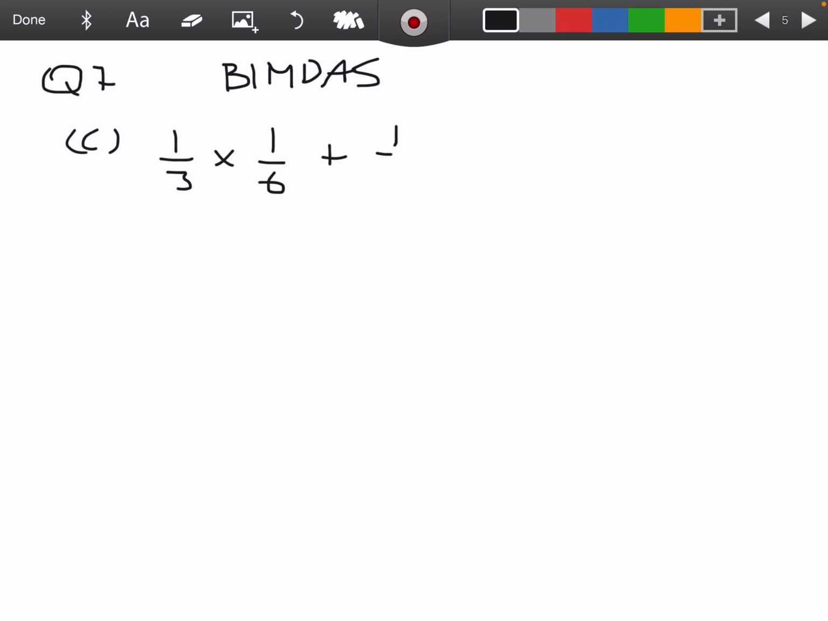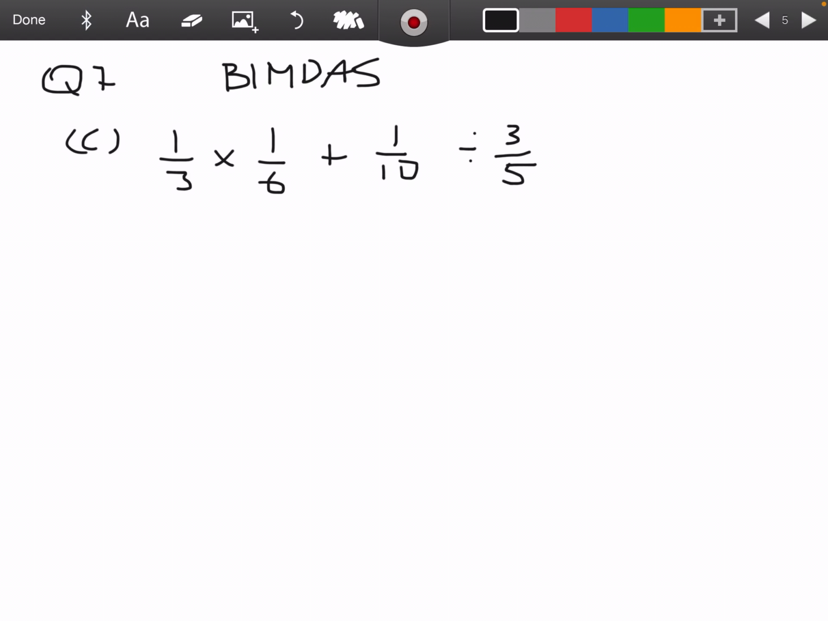Last ones then. Question 7. And I asked you in the post to make sure that we are remembering to use BIMDAS. Very important. I'm going to do part C. Sorry, I'm looking at the wrong one. Part C, I've got 1 over 3 times 1 over 6 plus 1 over 10 divided by 3 over 5.